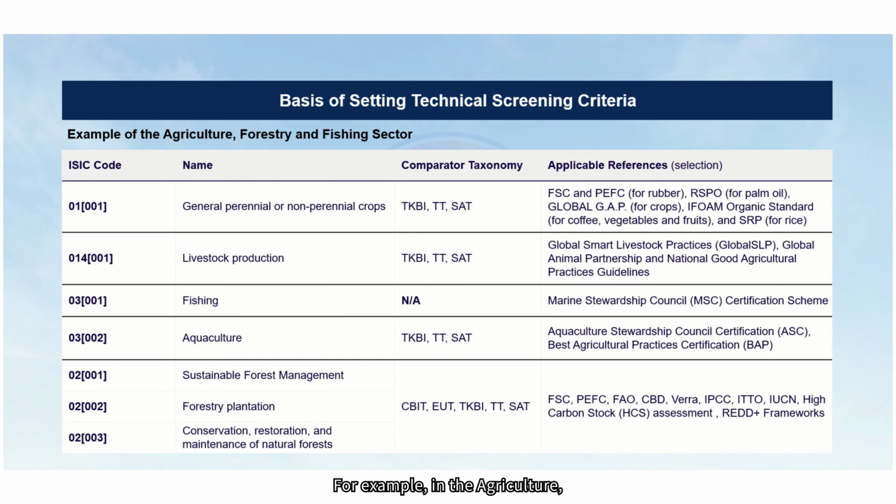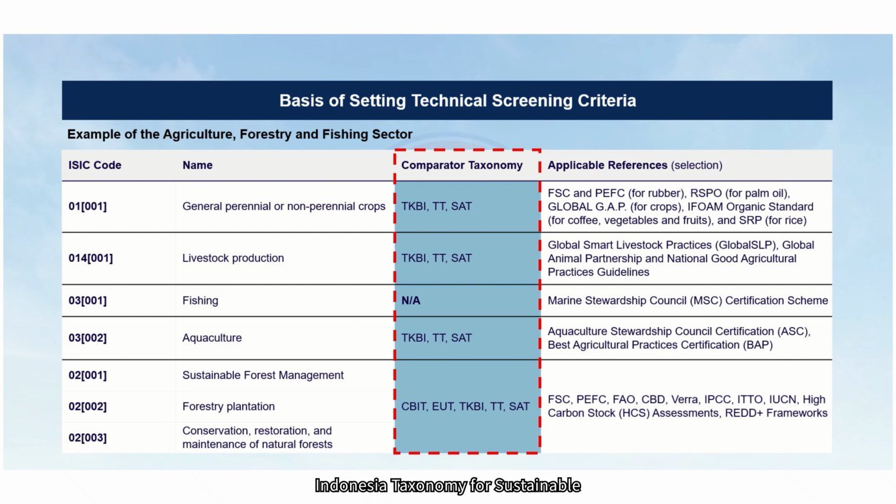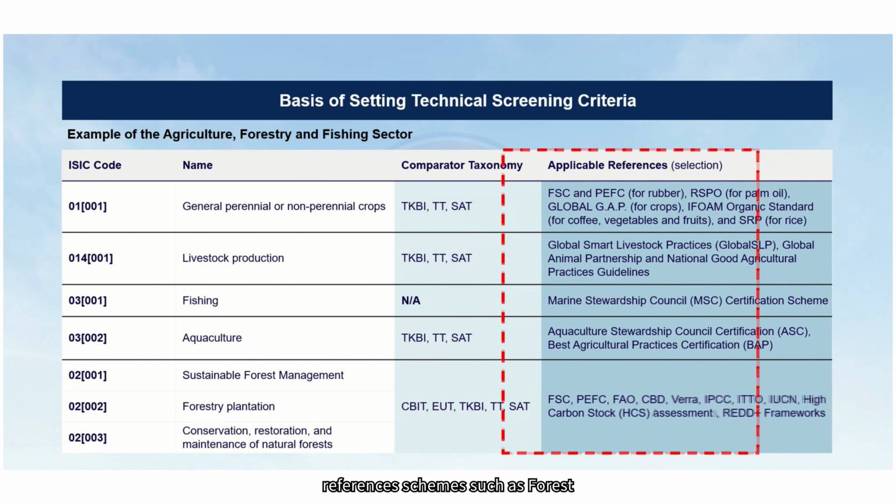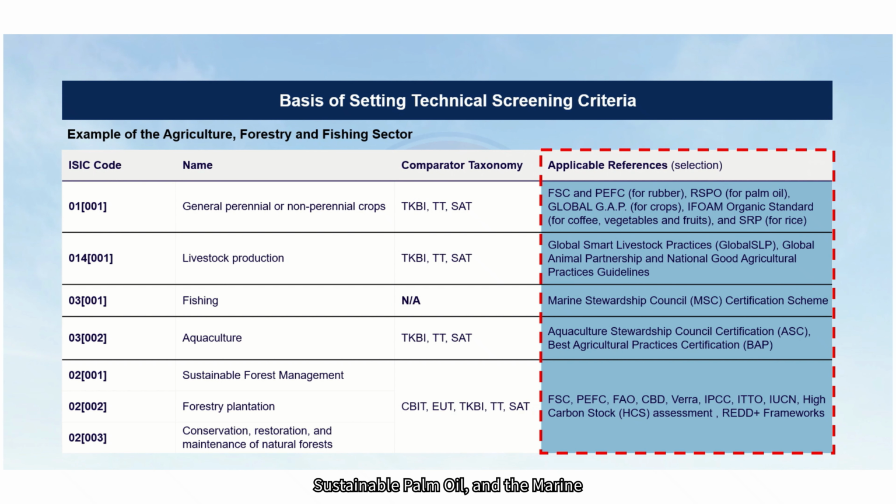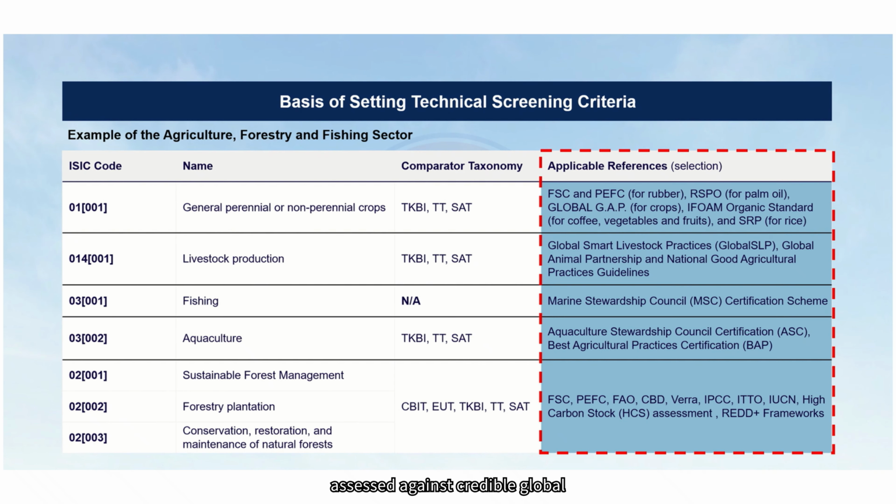For example, in the agriculture, forestry, and fishing sector, the taxonomy compares activities against other regional taxonomies, such as the Indonesia Taxonomy for Sustainable Finance and the Thailand Taxonomy, and references schemes such as Forest Stewardship Council, Roundtable on Sustainable Palm Oil, and the Marine Stewardship Council. This ensures that activities from crops and livestock to fishing, aquaculture, and forestry are assessed against credible global benchmarks, while still ensuring inclusivity across the ASEAN region.